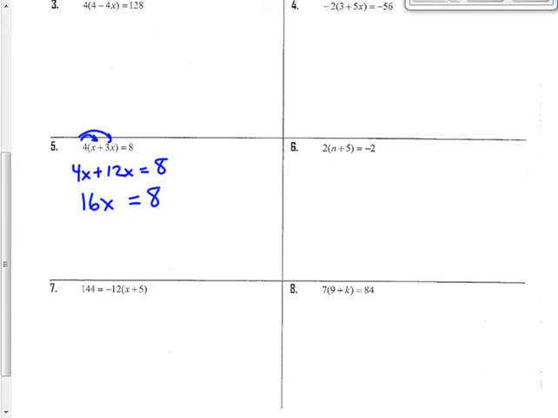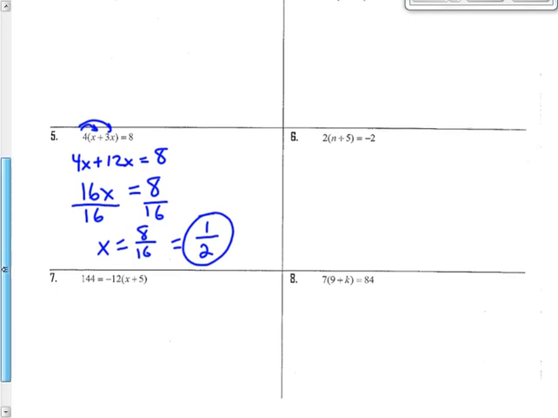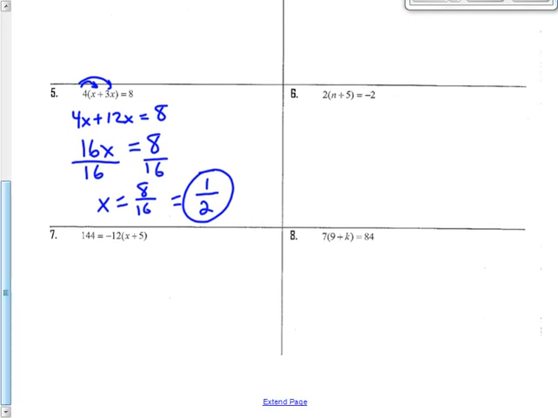This is not a guessing game, so don't guess here. Okay? If you're guessing, more often than not, you will guess a 2, and that's not correct because 16 times 2 is not 8. Okay? And 8 times 2 is 16. So I want to go through and I want to use the process. 16 times x, so I want to divide by 16, and I get x is equal to 8 over 16, which reduces. 8 goes into 8 one time and into 16 twice, and so I get x is equal to 1/2 here.